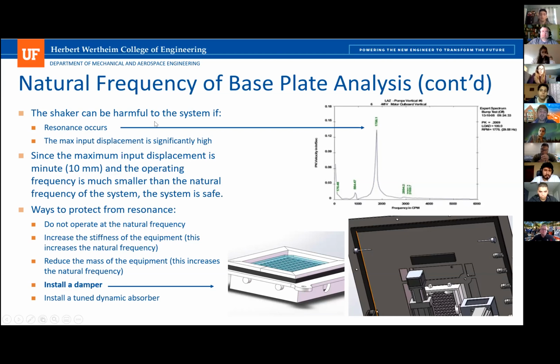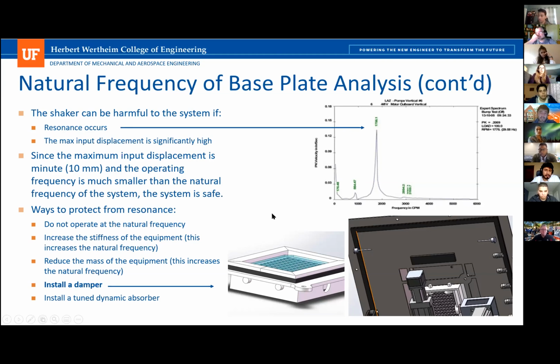Another source of vibrational failure can also be if the maximum input displacement is significantly high. The maximum input displacement of the actuators is only 10 millimeters. So it's so minute that it will not have a negative effect on the well tray, on the base plate.